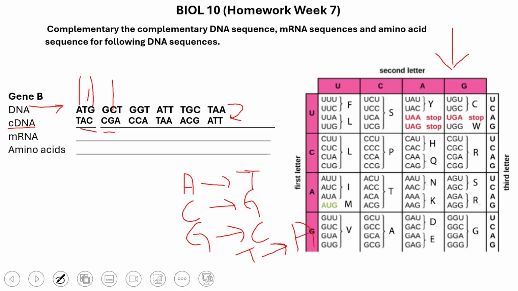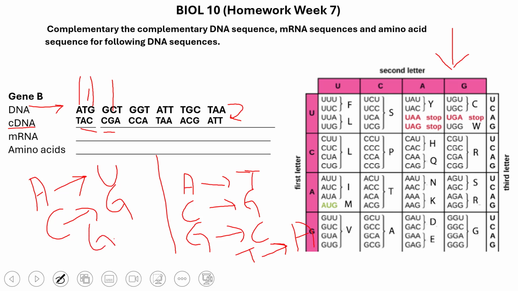Now from this complementary DNA strand, you will build an mRNA strand. And for that, you need to remember that wherever you have A, you will have U, because in RNA, you have U in place of T. Wherever you have C, you will get a G in the RNA, and wherever you have G, you will get C in the RNA, and wherever you have T, you will get an A in the RNA. Let's build the RNA from this cDNA now.